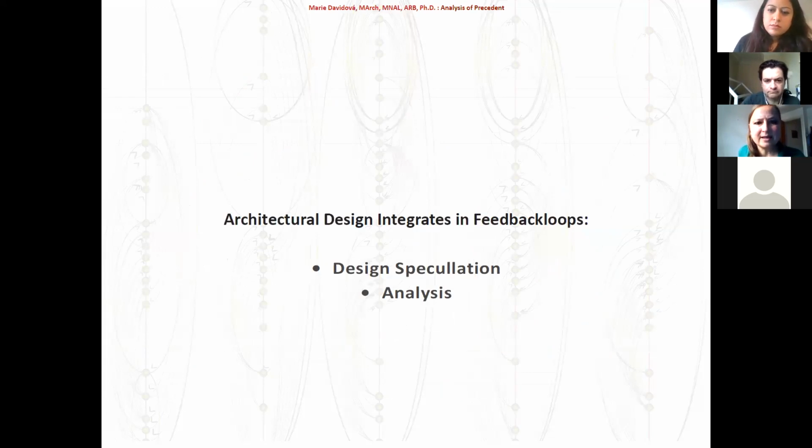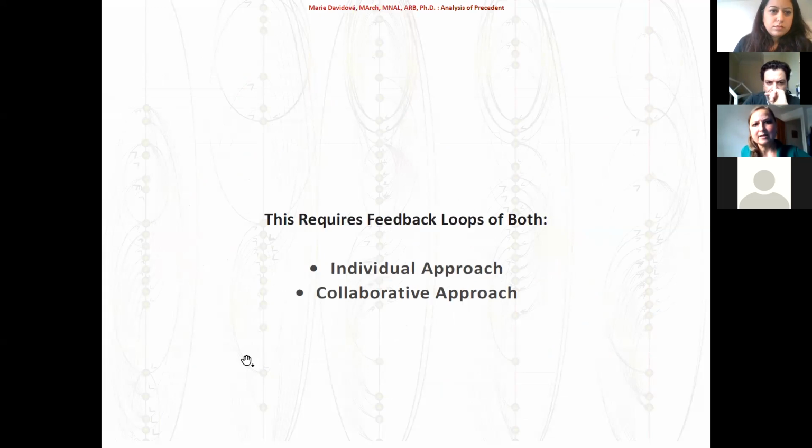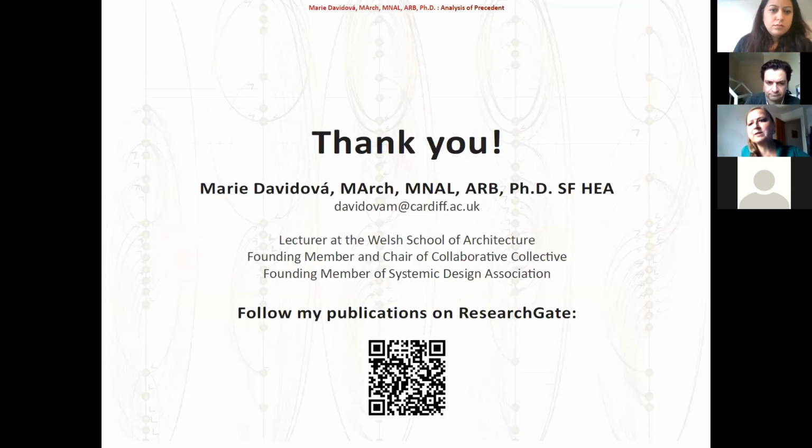To conclude this part: architecture design integrates feedback loops. It is a design speculation and it is the analysis. This requires feedback loops of both individual and collaborative approach. So you will decide which expertise you want to analyze on your precedents and find relations, which means, for instance, climate comfort is generated by the integration of relative humidity, temperature, and airflow. By analyzing those, you connect them together and find out whether there is good climate comfort or not.